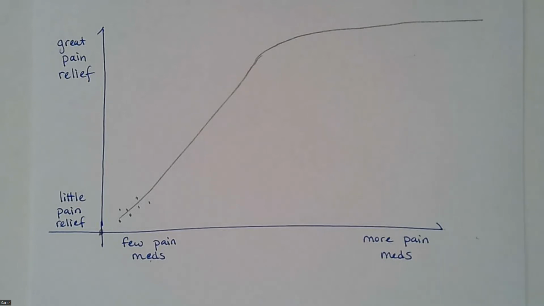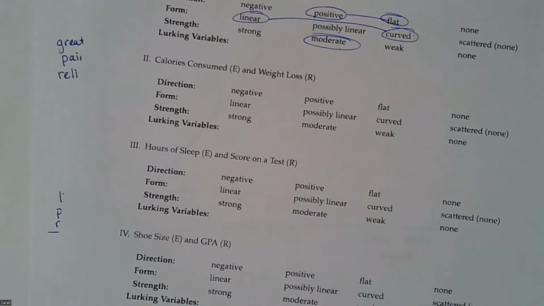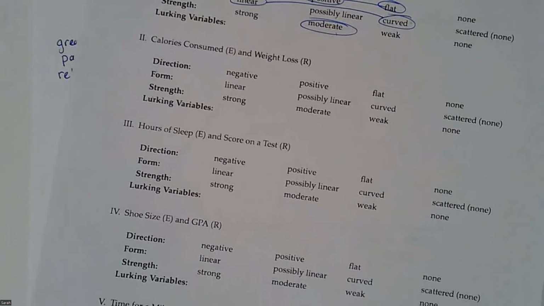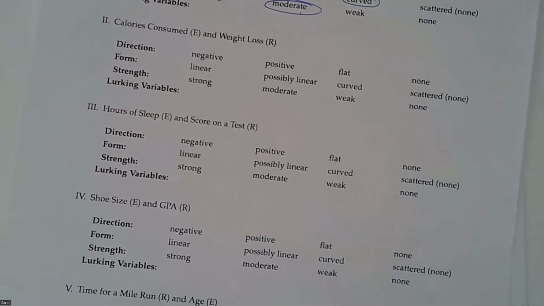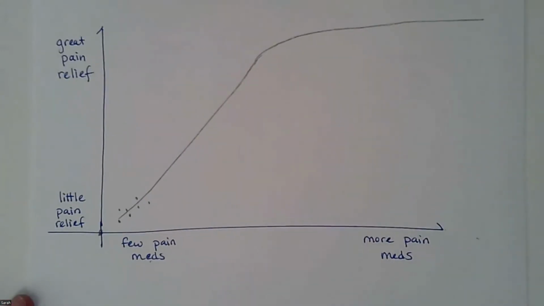All right, so you do have 5 more examples on your paper. That next one is calories consumed and weight loss. And why don't I get you started with the graph on this one? It actually doesn't matter which way you draw the graph. They'll look like mirror images of each other, but maybe I'll get you started with the axes on that.